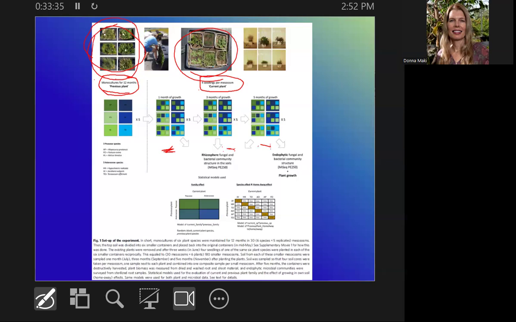And then at the very end, they destructively sampled for endophytes, but they were taking soil samples throughout and plant measurements. And at the end, they destructively sampled. So that's kind of the general process that they use when they do these types of studies. They condition the soil and then they grow another set of plants in that soil and look to see what happens.